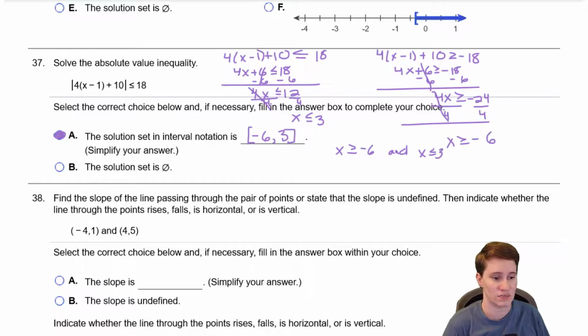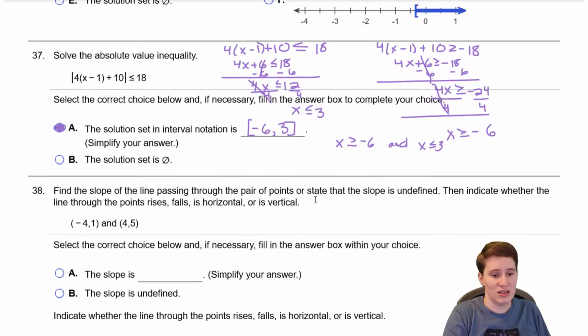and that's our answer. Ooh, let's find the slope.